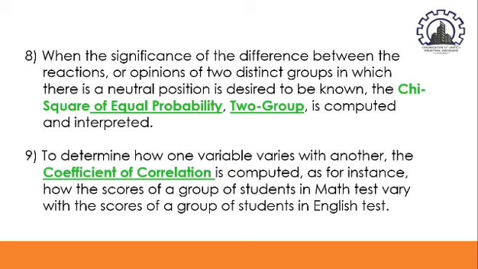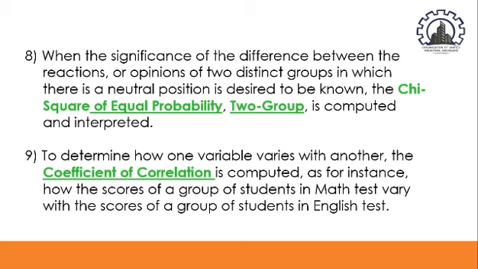Now, in order for us to better understand this, let me give you an example. A group of 50 persons, 25 males and 25 females, were asked to give their reactions to increasing the number of curricular years in the elementary school. Their reactions may be strongly agree, undecided or no opinion, disagree, or strongly disagree. If the persons are considered as a group, the chi-square of equal probability single group is computed as in number 7. However, if the significance of the difference between the reactions of the males and those of the females is to be studied, then the chi-square of equal probability two group is applied as in number 8.